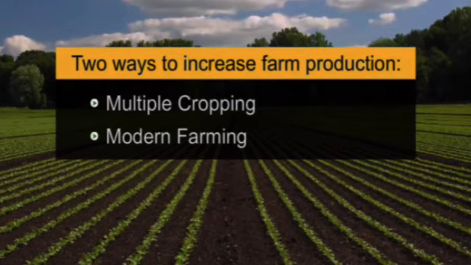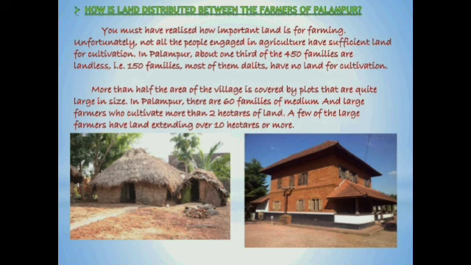That is by first practicing multiple cropping, which means growing more than one crop in a year on the same land, and the second was through the modern farming methods. In this module, we will further get into details of the various aspects of village Palampur. We will be focusing on the various factors of production, which means land, labor and capital, and how these factors are organized by the people of Palampur.